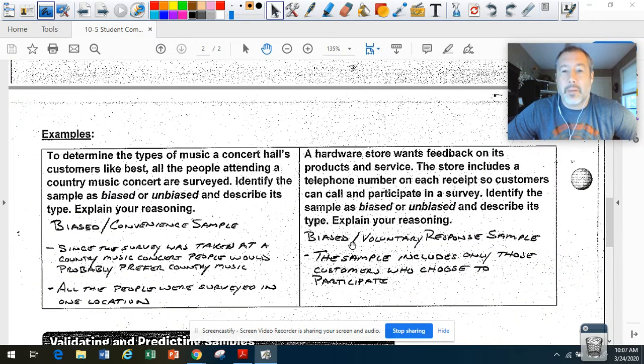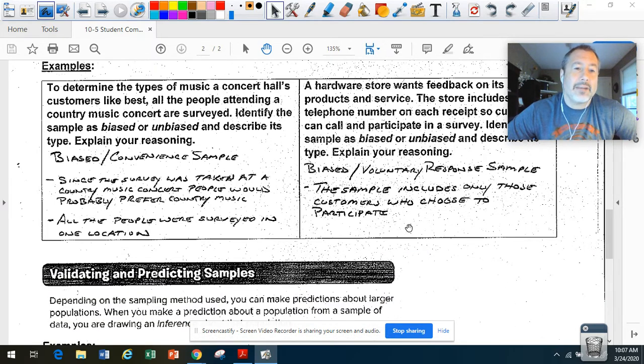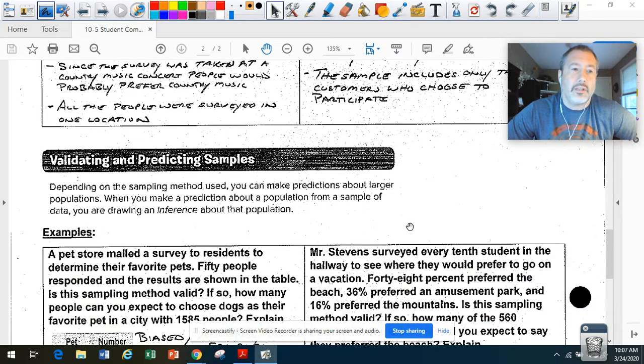So it's a biased voluntary sample response. The sample includes only those customers who choose to participate. That's why it's voluntary. Okay, validating and predicting samples. Let's take a look at these ones.